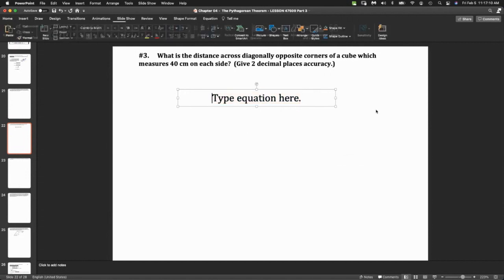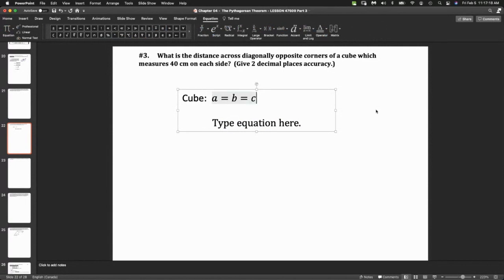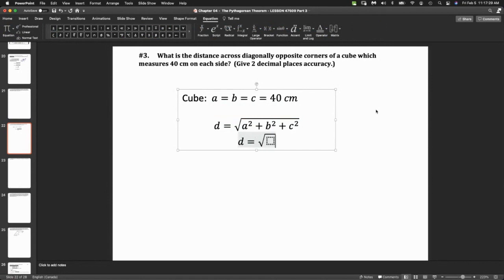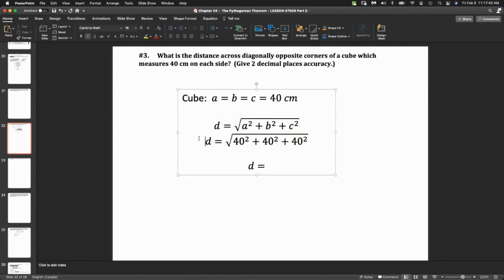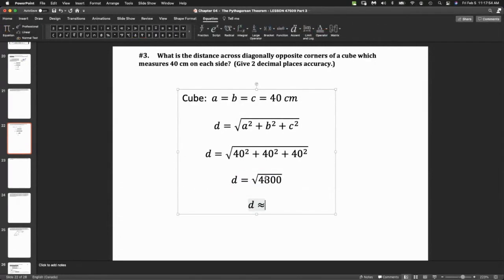So it's a cube this time. So when you have a cube, that means that A, B, C are all the same, which in this case is 40 centimeters. So then you'd have D equals, all right, so that's going to be 4,800 square root. Thank you, Denny. Can you square root that, please? 2 decimal places. I'm going to look at the answer key for this one. Yeah, I got that on the answer key.